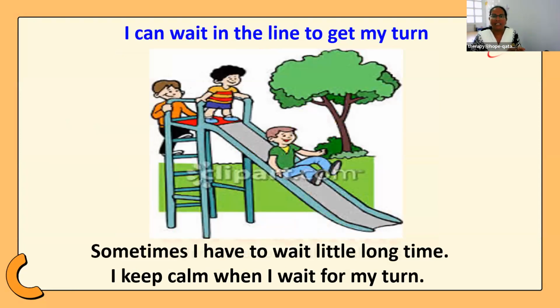I can wait in the line to get my turn. Sometimes I have to wait a little long. When I have to wait, what do I have to do? I keep calm when I wait for my turn. So this is one very short story. You can customize it as per the need of the child. What is the goal you want to achieve? You can show this story, read it, make the child understand, show him the pictures. You say, see, when the child is sliding, this is you. You have to wait for your turn.